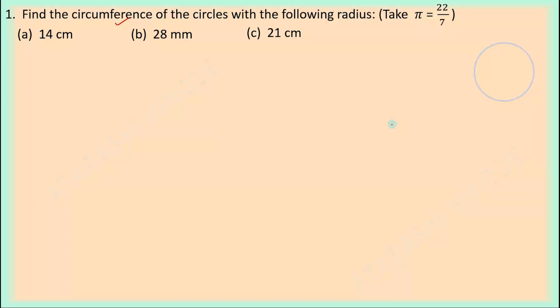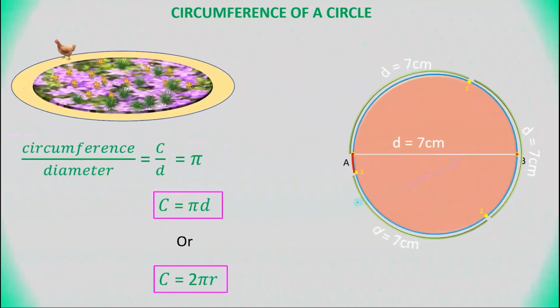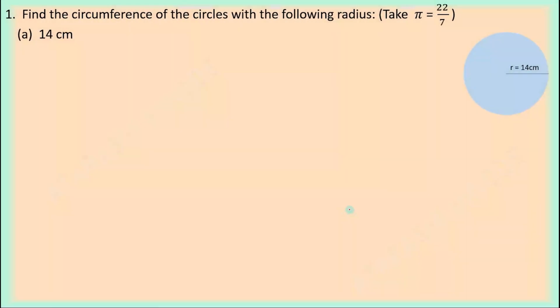And if we know the radius of a circle, then the formula for finding its circumference is 2 into pi into r. That is 2 pi r. If you want to know how we get this formula, I have uploaded one video regarding the circumference of a circle. You can go through that. Now let us do one by one.